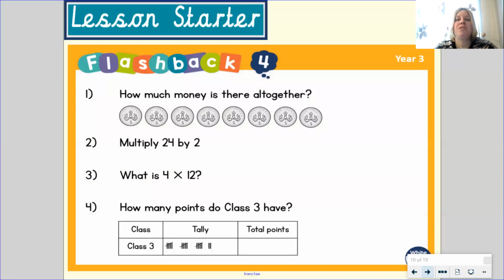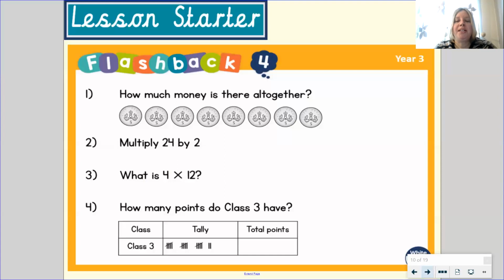I want you to pause the video and have a go at solving these problems. Question 1. How much money is there all together? You need to count in fives to find how much money there is all together. Question 2. Multiply 24 by 2. Have a think about what the word multiply means. Question 3. What is 4 times 12?